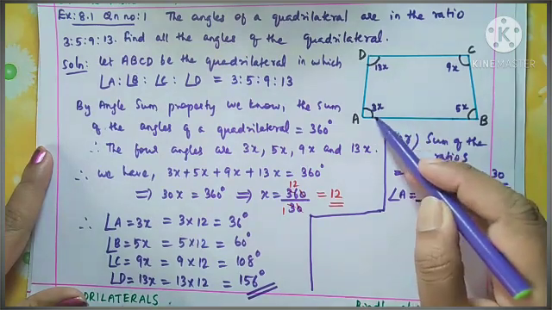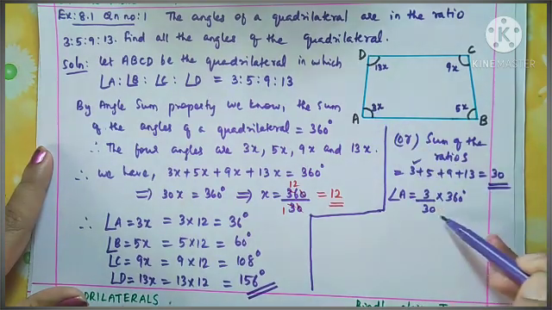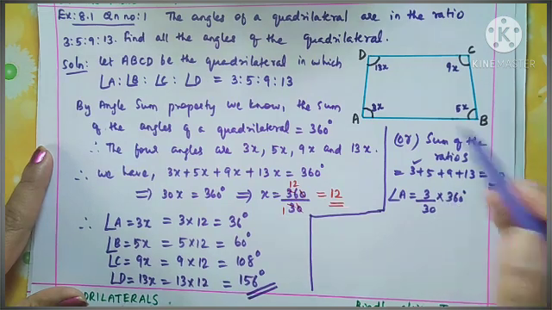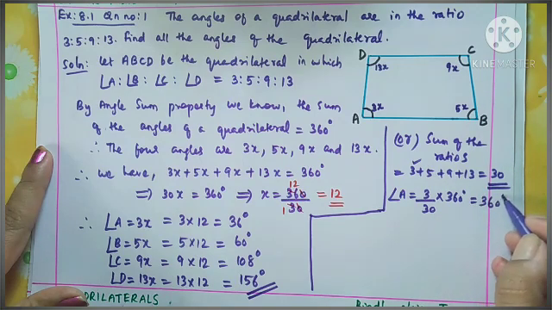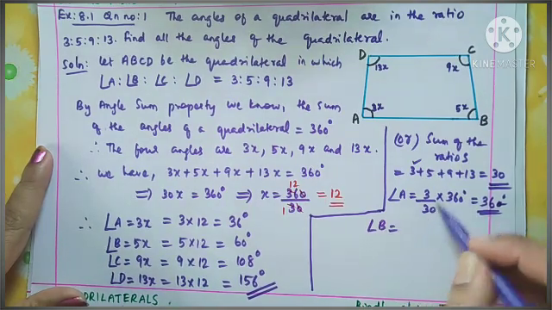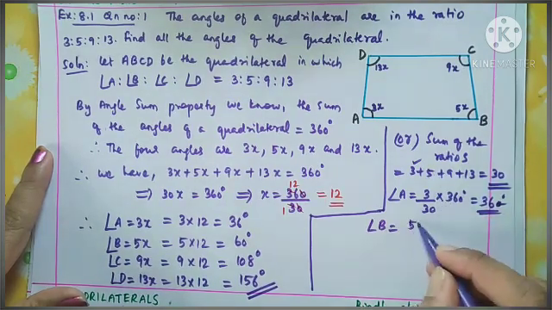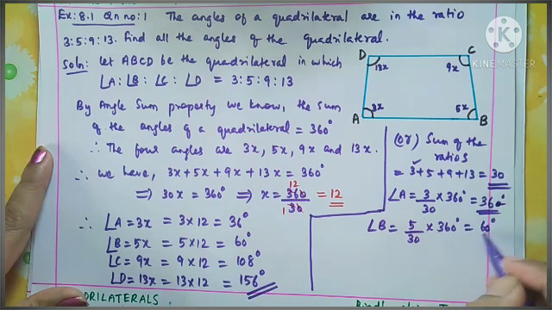So this angle A ratio is 3. So 3 out of the total ratio into the total angle 360 degrees. So that when you simplify, you will get 36 degrees. Okay. Similarly, if you want to find B, what is the ratio of B? 5. So 5 by 30 into 360 degrees, you will get 60 degrees.